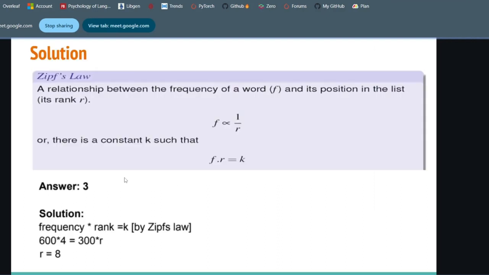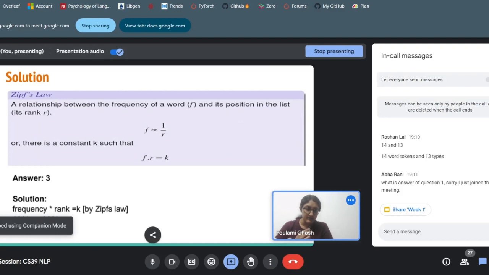Here we are using Zipf's law. Just to reiterate briefly, Zipf's law states that the frequency of a word is inversely proportional to the rank of the word in the corpus. As a result, the product would be a constant, and using this principle we are deriving the answer. Is that okay, Abha?